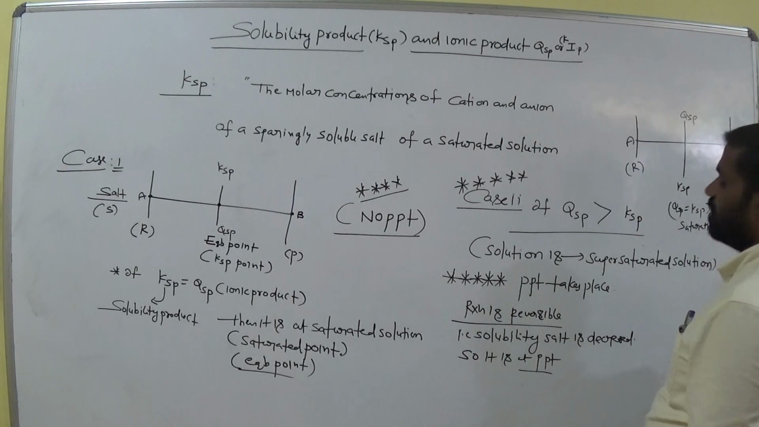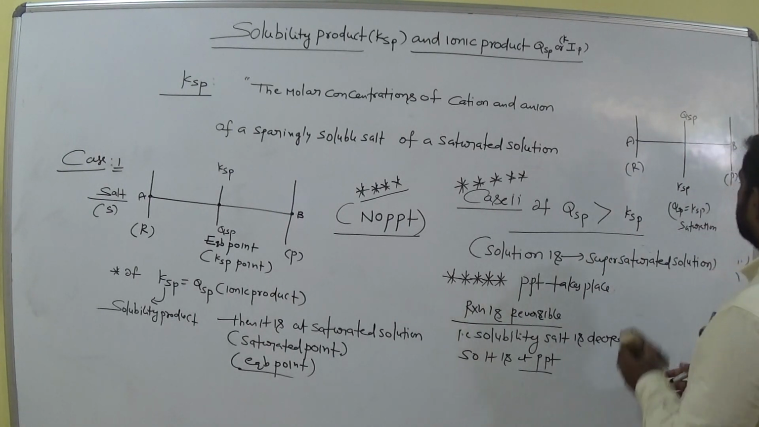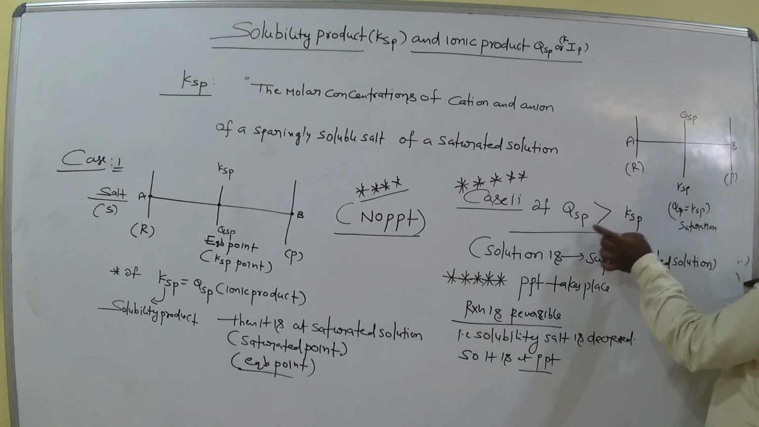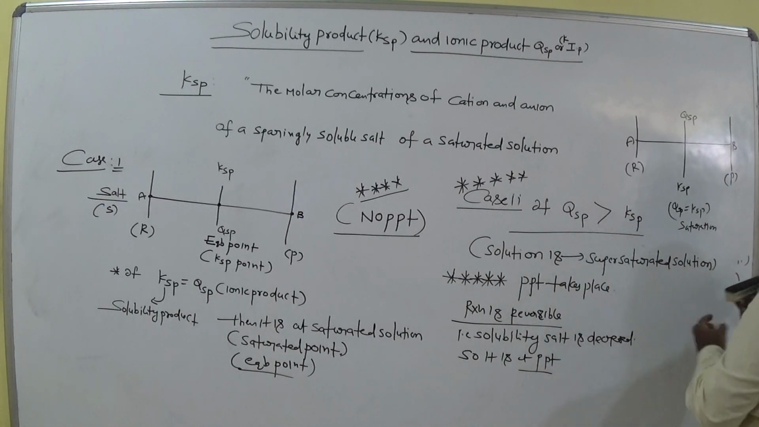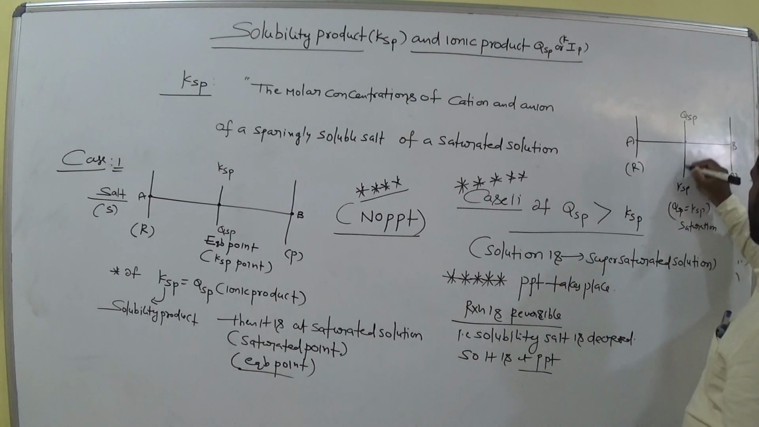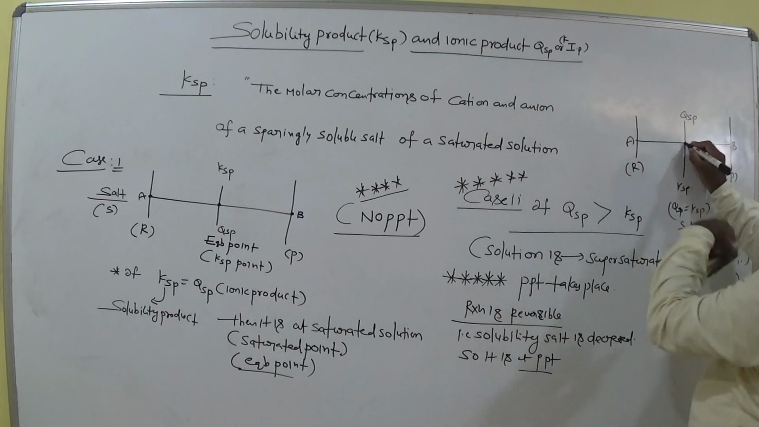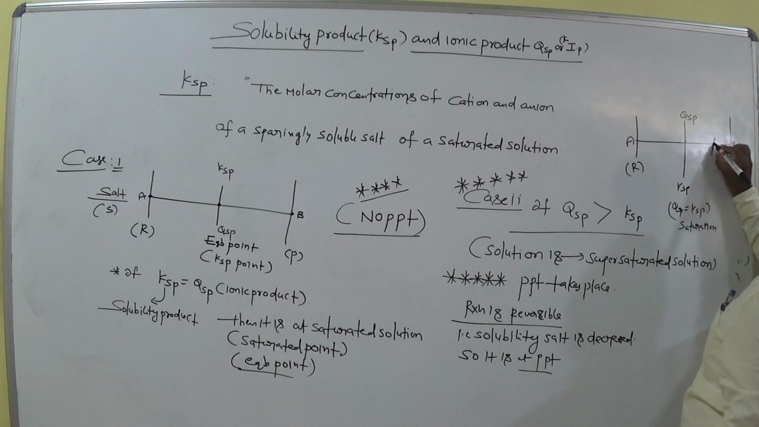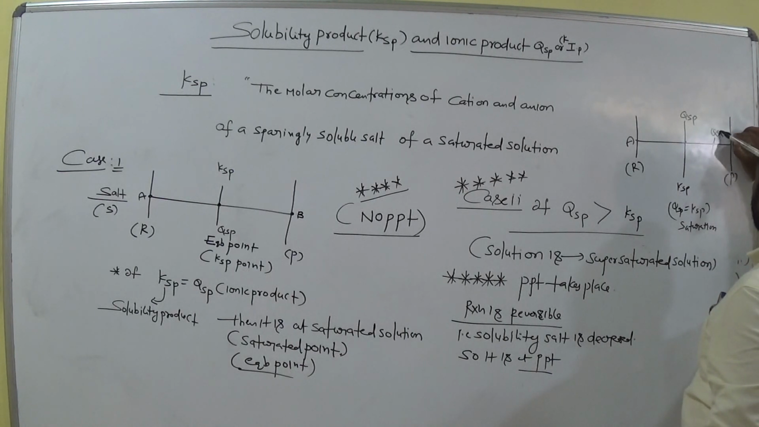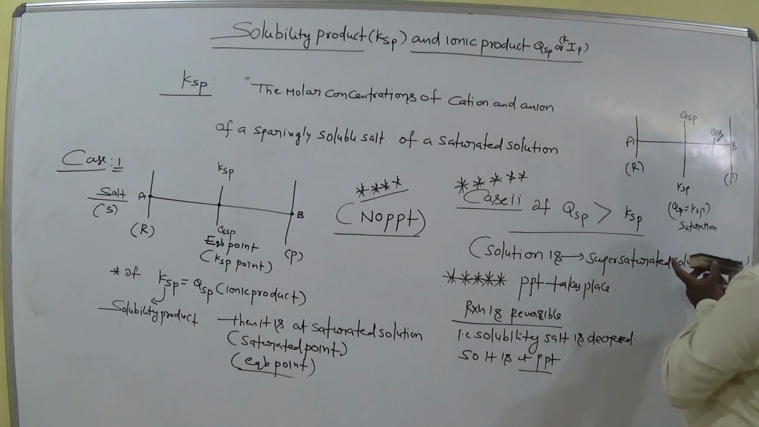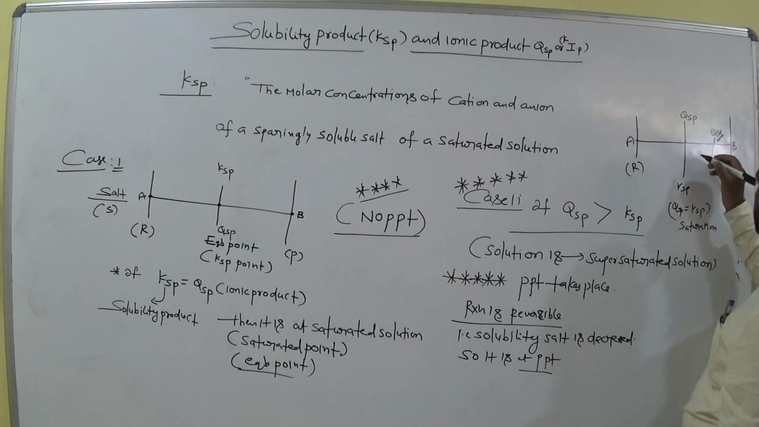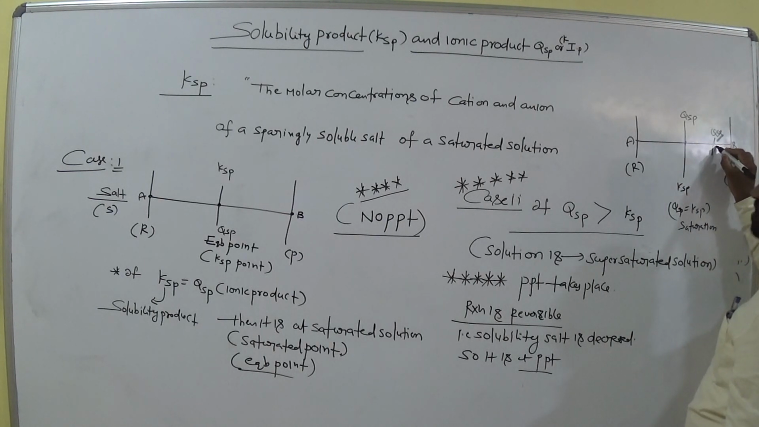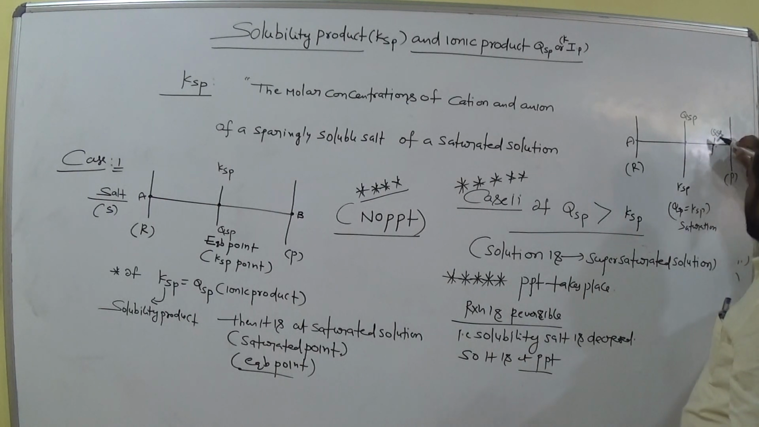No PPT. But what is given? QSP value is greater than KSP value. This is the KSP value, am I right? Now QSP is greater than KSP means, suppose at this point QSP. Now in this case, QSP value is greater than KSP. Now this is the saturation condition, am I right? Now it is the unsaturation condition, or the supersaturation condition. Now this means supersaturation condition.